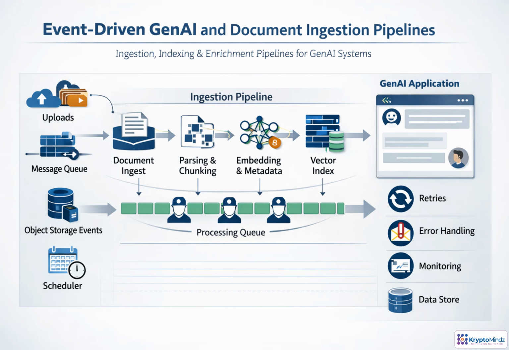In production, GenAI often involves more than a chat endpoint. Documents may arrive through uploads, storage events, or scheduled jobs, then move through a queue so ingestion is decoupled from the user experience. Workers parse files, split content into chunks, generate embeddings, extract metadata, and update the vector index and data stores. The queue acts as a shock absorber. It smooths spikes, supports retries, and prevents failures from blocking users. Build these pipelines to be idempotent, observable, and replayable, with backpressure controls and dead letter queues for records that need repair.